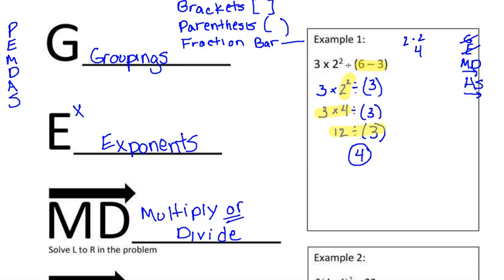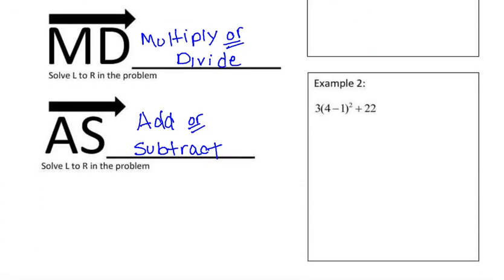Now if we look down, let's do another example. I'm going to write my GEMDAS off to the side so I don't make a mistake and I can kind of cross off what I'm doing. And I like to write the little arrows under the multiply and divide, add, subtract, just so it reminds you, go front to back. All right, so let's look at this problem.